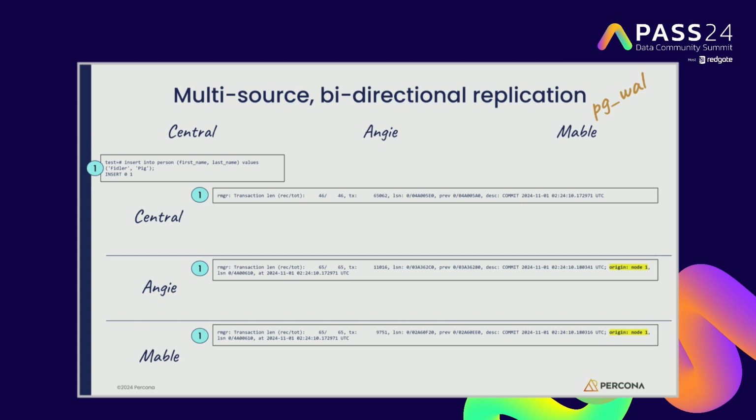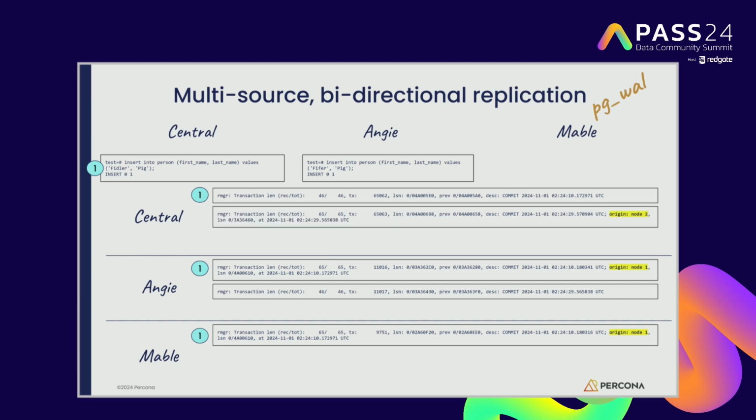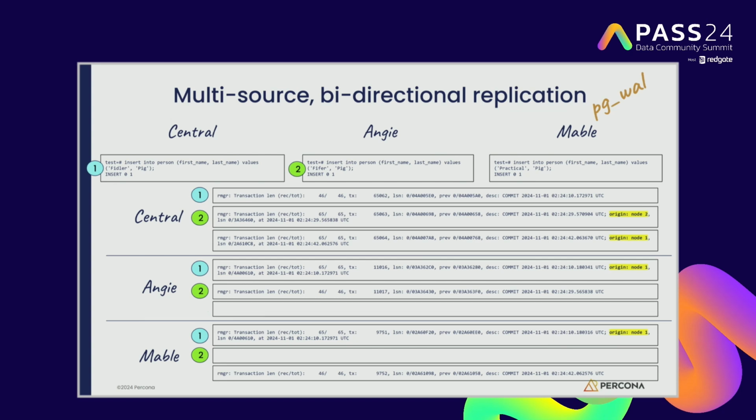So let's just identify this as our first insert. Now it comes the time to do the insert on Angie for the second pig, fifer pig. So on Angie, we will see the same thing. There is no origin for Angie because this insert is coming from itself. But when it gets replicated to central, we get origin set to none, okay? What about Mabel? Well, for some reason, that insert doesn't reach Mabel, okay? So that's insert number 2, and now we do the insert on Mabel, and we get the same thing that we got from Angie. So no origin here. On central, it is replicating as origin node 1, and on Angie, we get nothing, right?